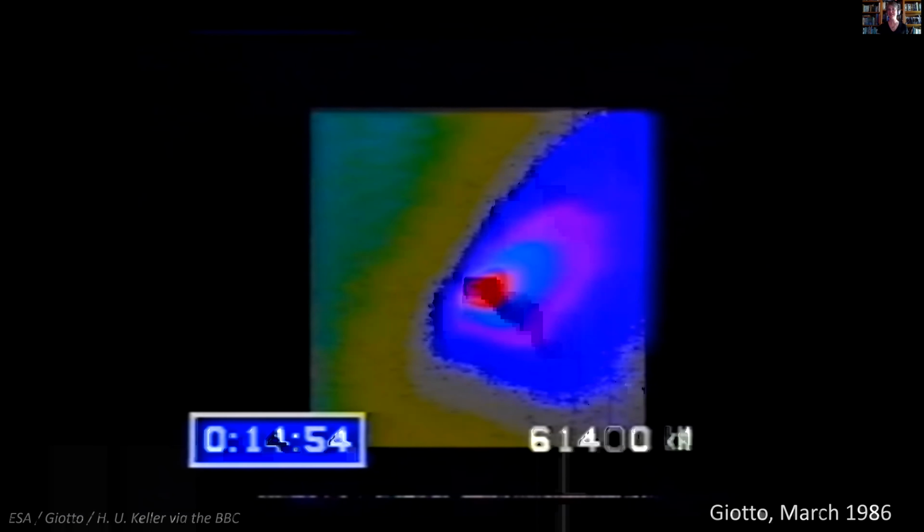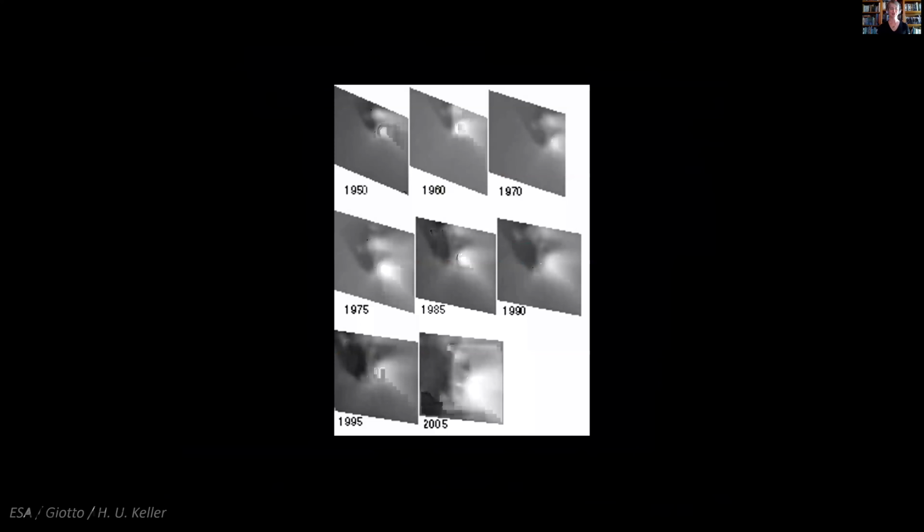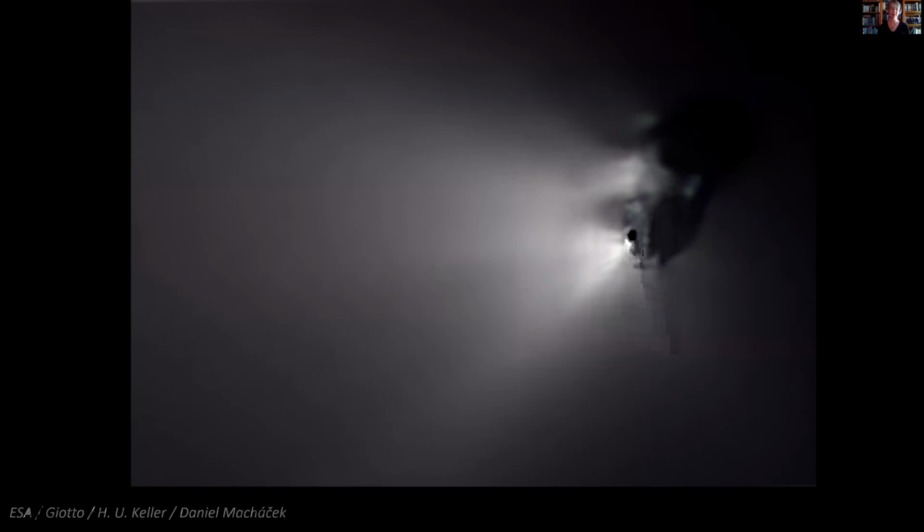This is the image from Giotto, the Halley's Comet mission that was shared on the BBC that famously so disappointed Margaret Thatcher that she decided to defund planetary exploration by Britain for the next decade or two. Here are versions that were published by the camera's principal investigator, Horst Uwe Keller. And here is a version that was processed by Daniel Machacek, where you can actually see the shape of Halley's Comet and the jets coming off the nucleus. And look, Halley's Comet's nucleus is duck-shaped, just like Churyumov-Gerasimenko.